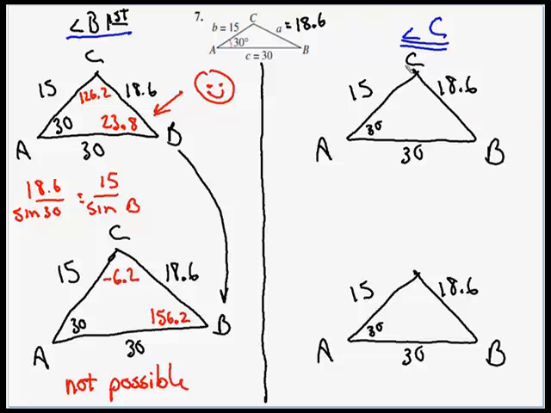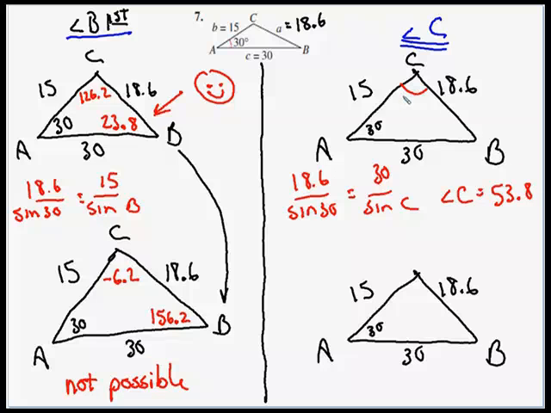So here we're going after angle C first. And I'll set up my proportion. 18.6 over the sine of 30 is equal to 30 over the sine of angle C. And if we go this route, we get angle C is about 53.8. So this angle C was 53.8. If we subtract that from 180, we get our other possible angle C, which is 126.2.